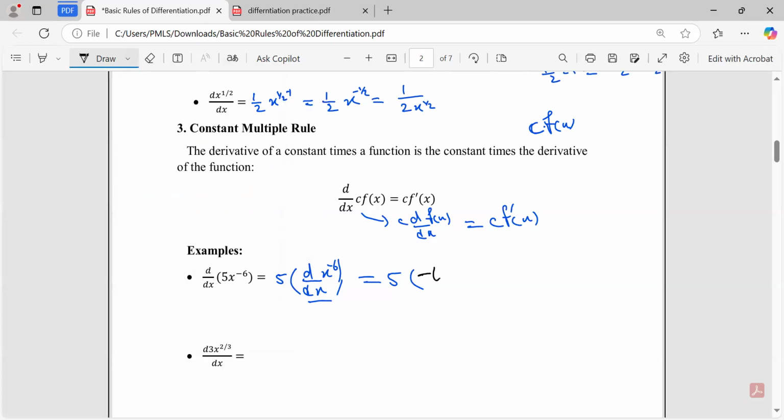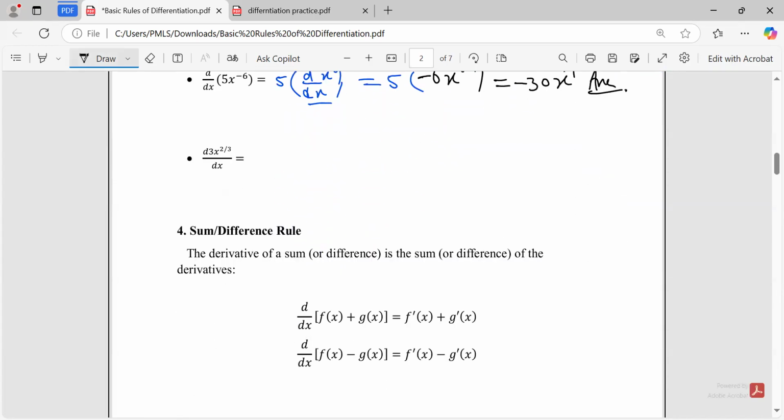The power will become the coefficient; we apply the power rule. We decrease 1 in the power. We would take the derivative of the base again, like the derivative of x with respect to x will be equal to 1, so that is the one you need to take. So in this case, 5 multiplied by minus 6 will be equal to minus 30, and x raised to power minus 7 is the answer.